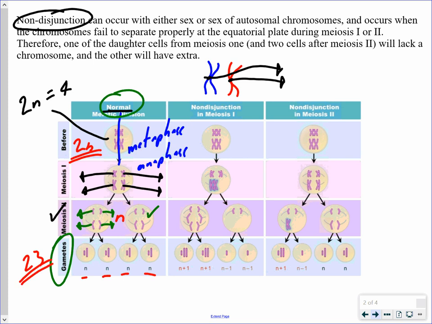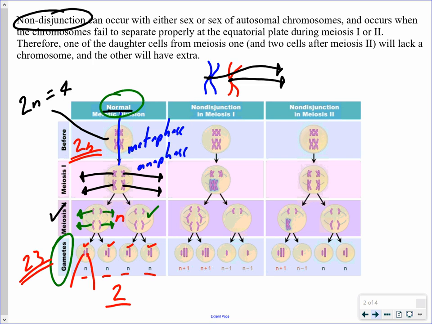We can see in the picture here that instead of having 2 copies of each chromosome, we only have 1 copy of each chromosome, one of the longer ones and one of the shorter ones, and that's exactly what we see in all 4 of these. So in all 4 of these, the haploid number is 2. There are 2 chromosomes, which is exactly half of the number that we started with in the first place.